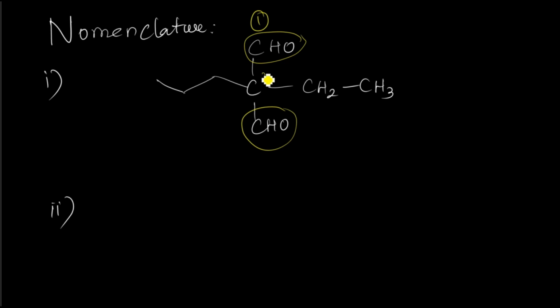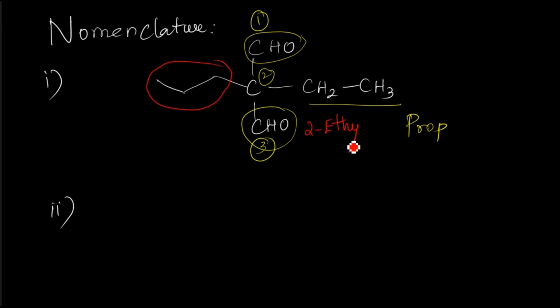In that case, 1, 2, 3 is our principal chain, so the name of the principal chain is propane. The remaining two substituents at carbon 2 of the principal chain are, on one side, an ethyl and on the other side, a propyl group. So the name of the compound becomes 2-ethyl-2-propylpropane-1,3-dioic acid. Let me write it below. So that is the name of the compound.